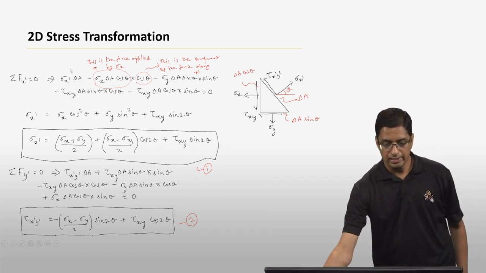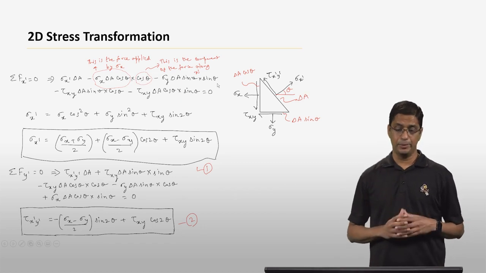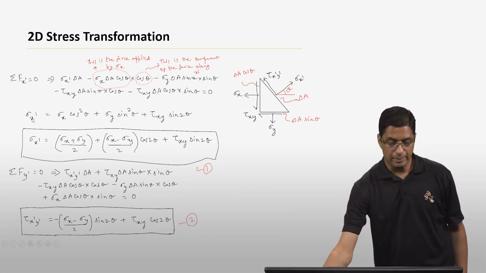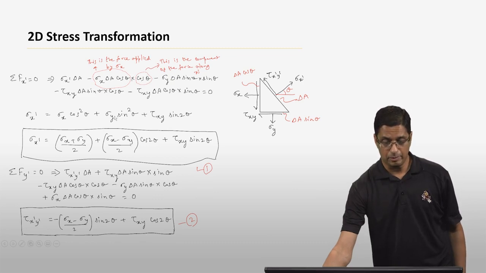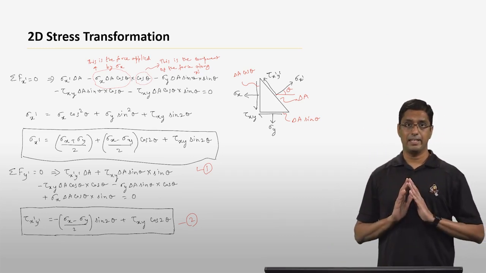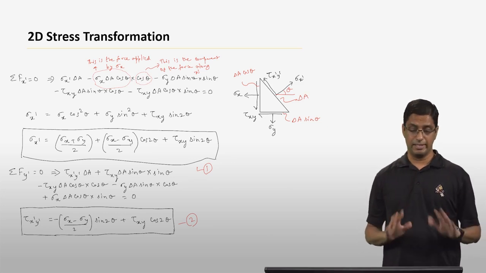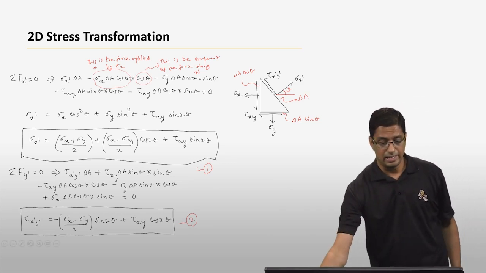So if you look at this equation now, what I can do is take all these terms to the right hand side and then simplify it. If I do that, what I get is sigma x prime is sigma x times cosine square theta plus sigma y times sine square theta plus tau xy sine 2 theta. All that I have done here is cancel off all the delta A's. So you have a relationship like this.